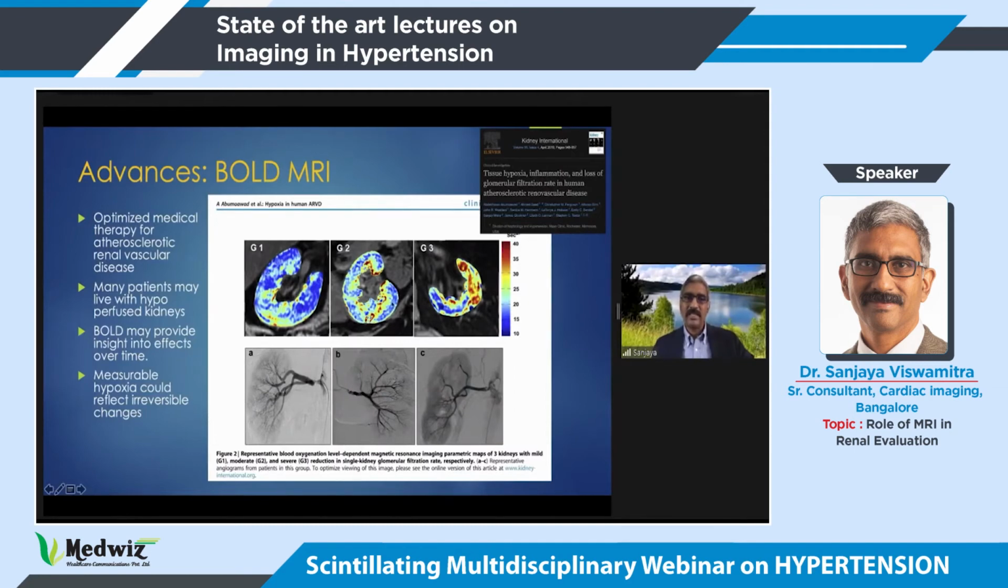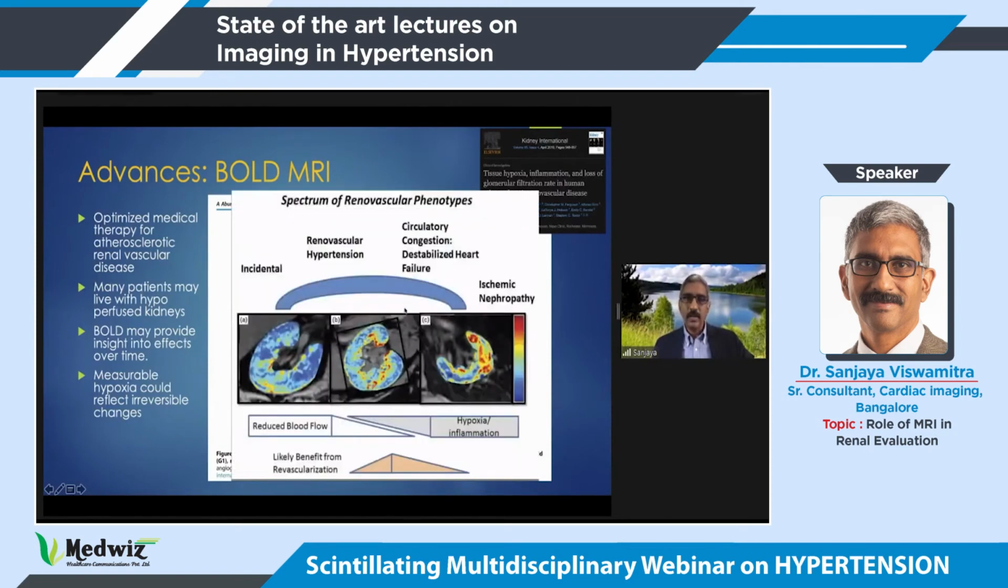What they basically showed is that the BOLD, which stands for blood oxygen level dependent MRI, shows you the evidence of hypoperfusion, and hypoperfusion is defined as decreased oxygenation on the BOLD imaging. The higher the value that you're seeing, the brighter the color, the higher the R2 star map, and this is an example of a map which shows you progression.